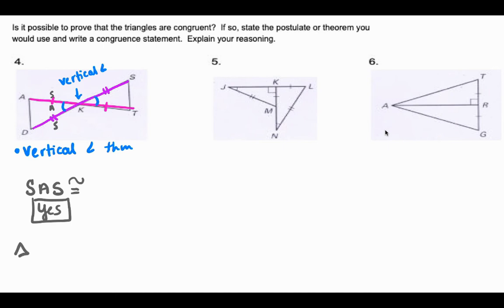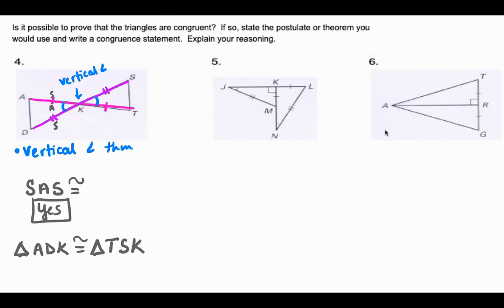We name the first triangle any way that we want. And then when we name the second triangle, we match up the corresponding pieces. So A corresponds to T, D corresponds to S, and K corresponds to K.